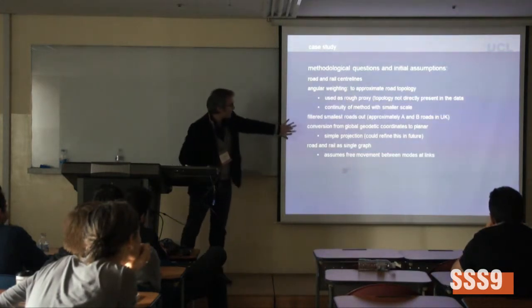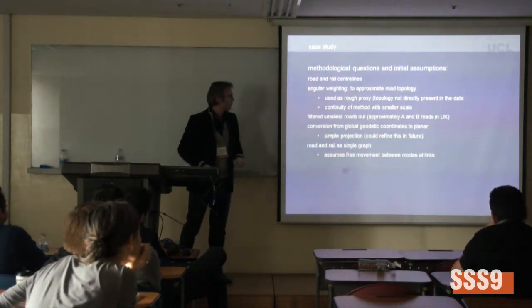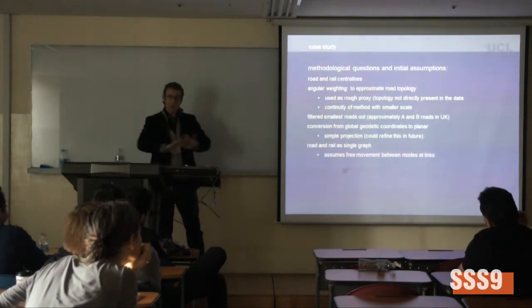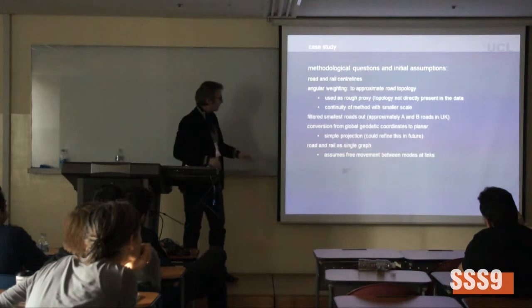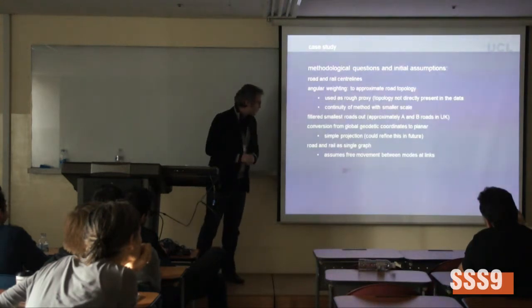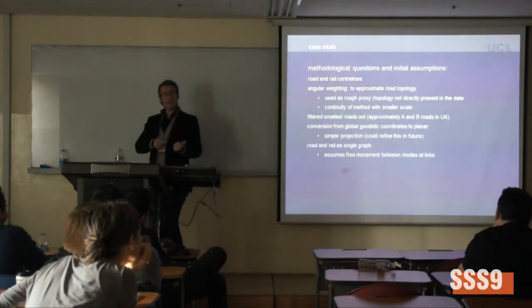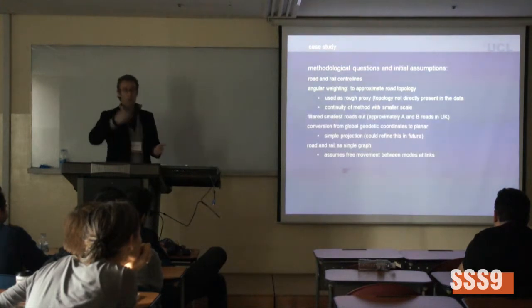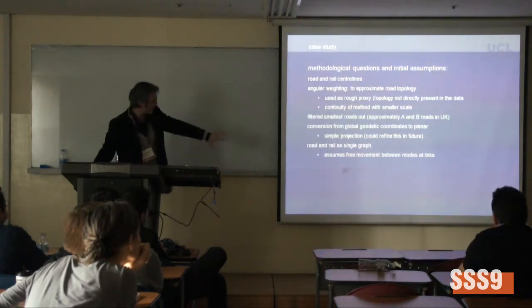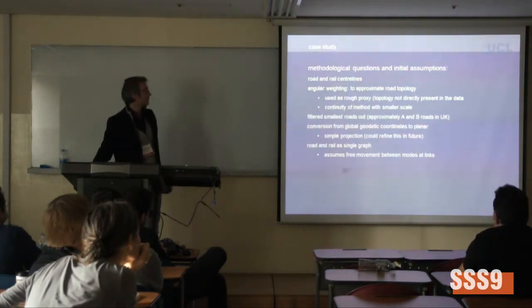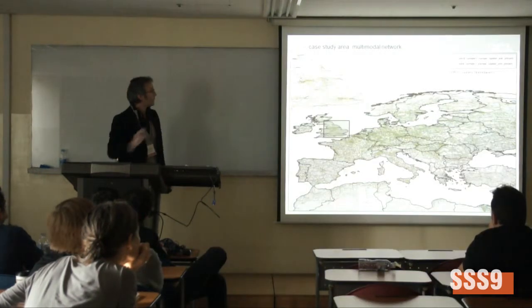We've also converted the global geodetic coordinates to planar coordinates just by projecting on a flat plane. So some of the angles and so on might be thrown off a little bit. And we treated both road and rail as a single graph in most of these cases. So we're assuming free movement between one network and the other. It knows where they connect. But of course, especially when we start looking at other types of graphs, air and sea and so on, this is something that might need to be questioned.